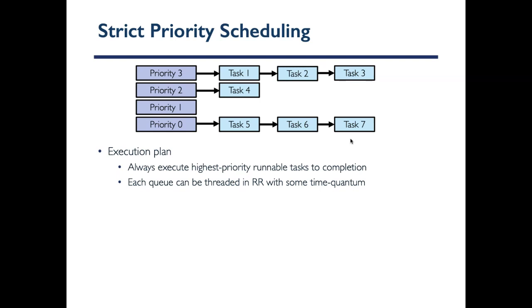So at any given time that you have to make a decision what task to run, let's say when a task is created, when a priority changes, when a task yields, anytime that you need to make a scheduling decision, you look at the highest priority tasks and you execute them until they're finished or until they have to do I/O, so they are blocked.